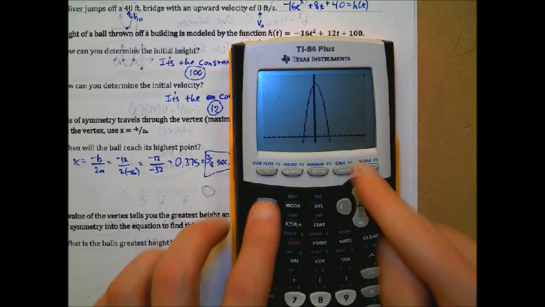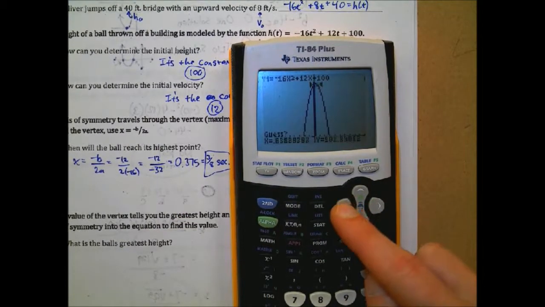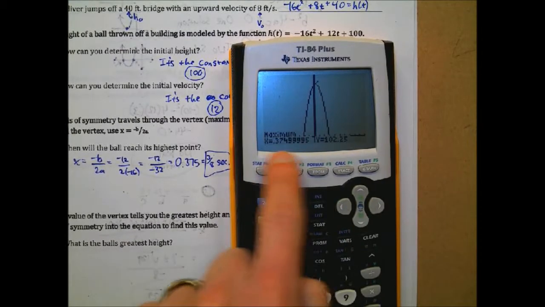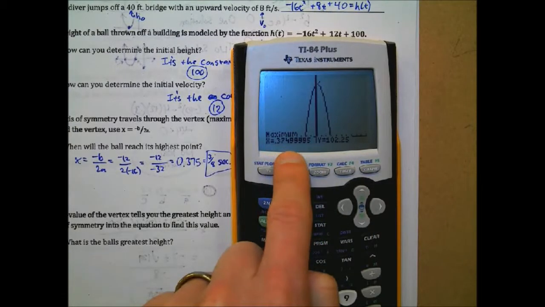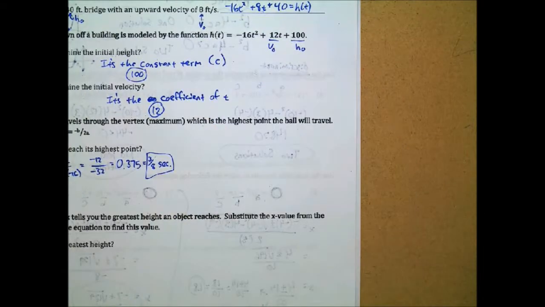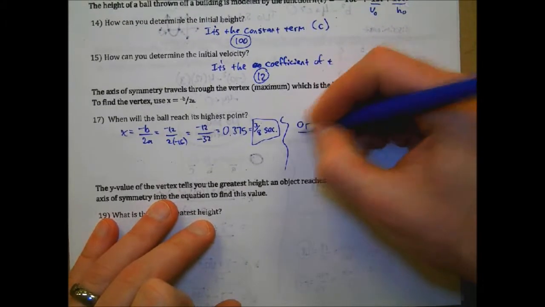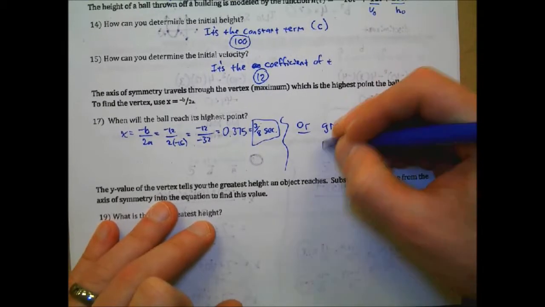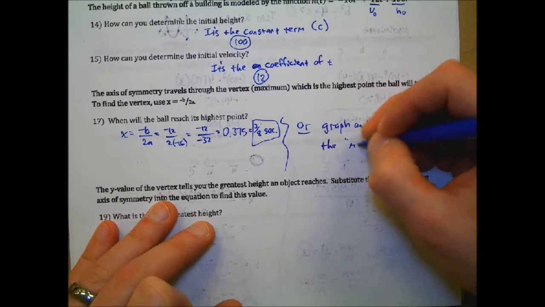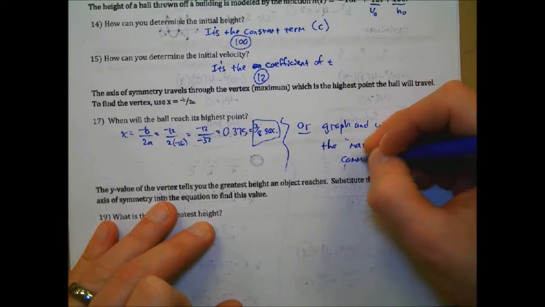So second trace, maximum, go to the left, hit enter, go to the right, hit enter. And there you can see, there's your 0.375, and then there's the actual height, 102.25. So there's your time, though, 0.375. That's a rounding error on the calculator part there. But you can see it right there, okay? So we can say, graph and use the maximum command. Okay?